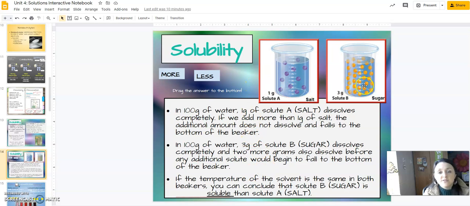You're thinking these are both the same amount of water. Why can we dissolve more sugar than we can salt? Well, it's because sugar's a different molecule. It's got a different composition. Every single solute that we talk about is going to have a different solubility, a different amount that dissolves. If the temperature of the solvent is the same in both, you can conclude that solute B is more or less soluble than solute A. Let's decide this. I can dissolve more sugar in water than I can salt. So solute B is more soluble than solute A.